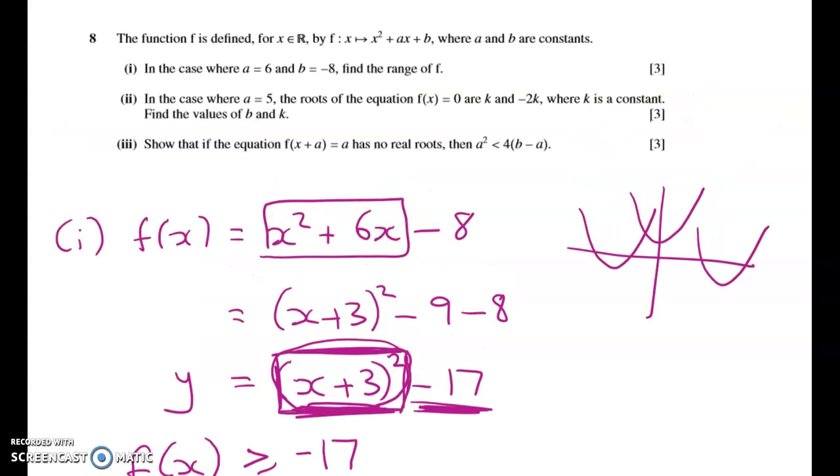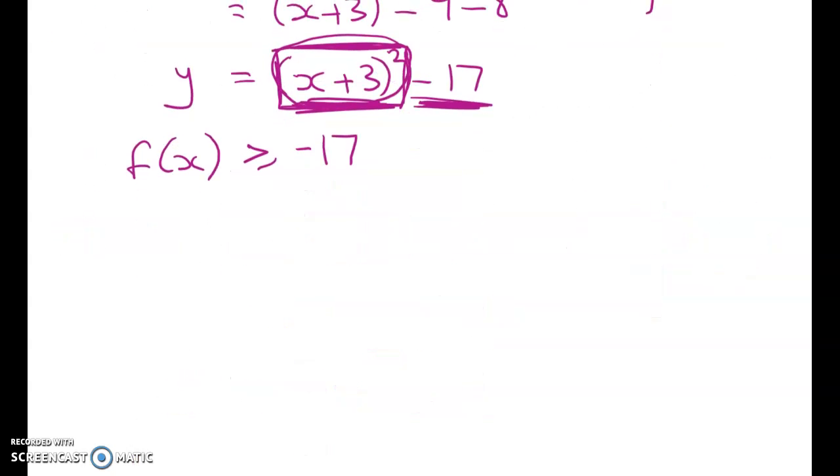Okay, let's look at this next one. If a is equal to 5, then we're told that the roots of f of x equals 0 are k and -2k, and k is a constant. We have to work out what b is and what k is. So the first thing we know is that this time y is equal to x squared plus 5x plus b.